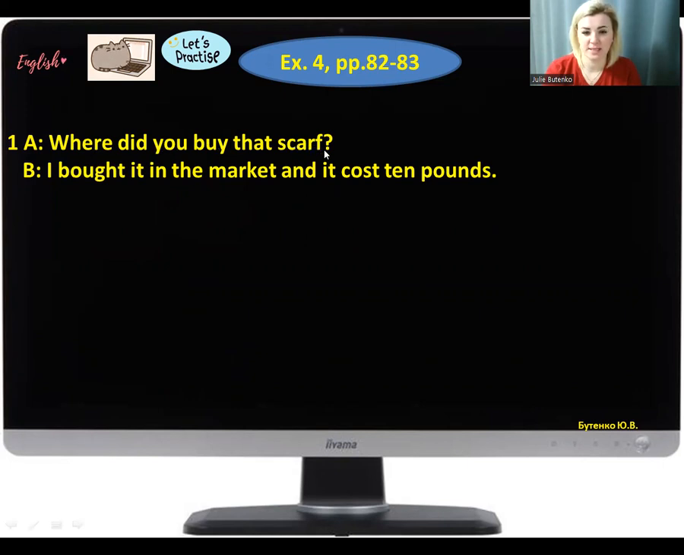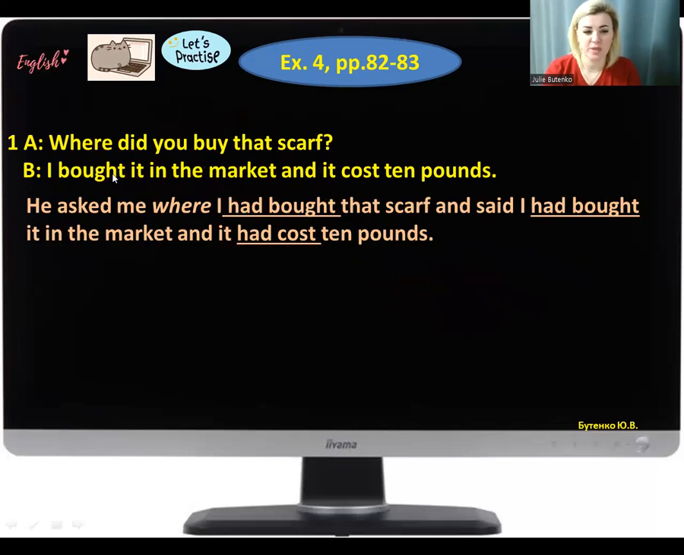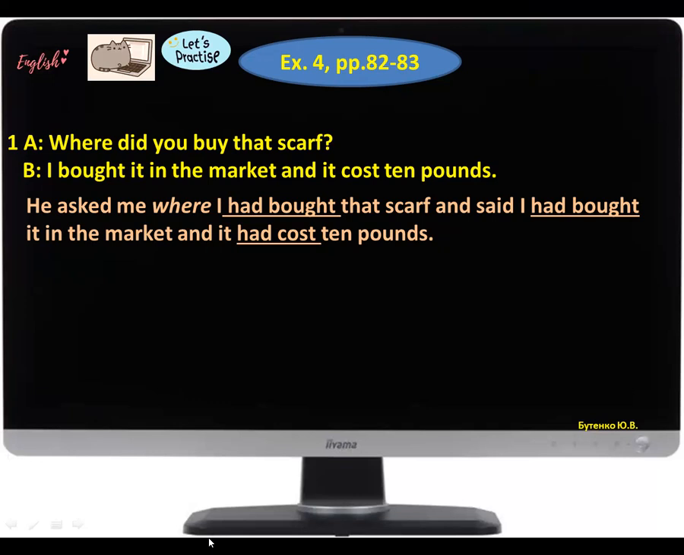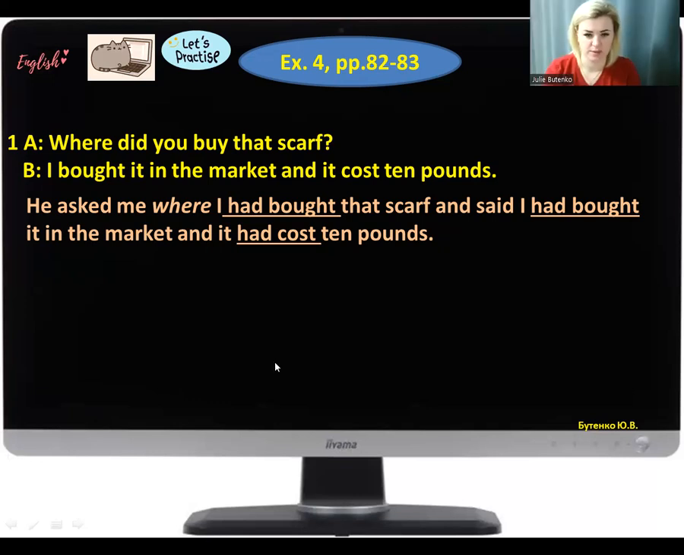Where did you buy that scarf? I bought it in the market and it cost 10 pounds. Наголошую. Переказуємо слова іншої людини. Порядок слів у реченні зовсім інший. Розділові знаки тільки крапка. He asked me where. Чому не if? Тому що це special question. Past simple, past perfect. I had bought that scarf and said I bought, past simple, past perfect. Had bought in the market and it cost, past simple, в past perfect. Had cost 10 pounds.